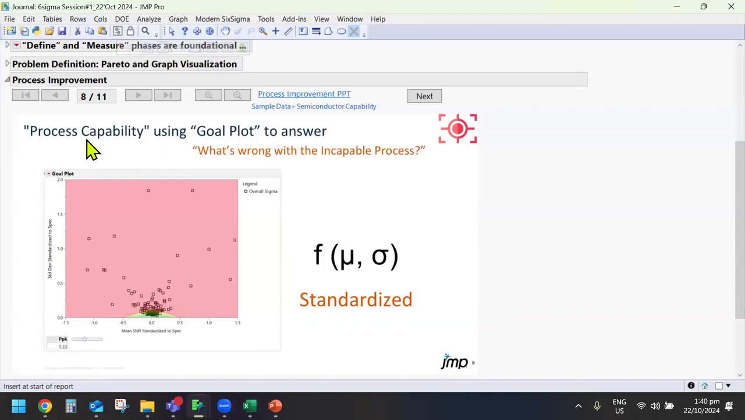So today we introduce the first one, using the goal plot to identify what's wrong with your incapable process. I know it is incapable, but what's wrong? It is either the process mean or the standard deviation. Another thing could be the spread limit, which I did not put here.